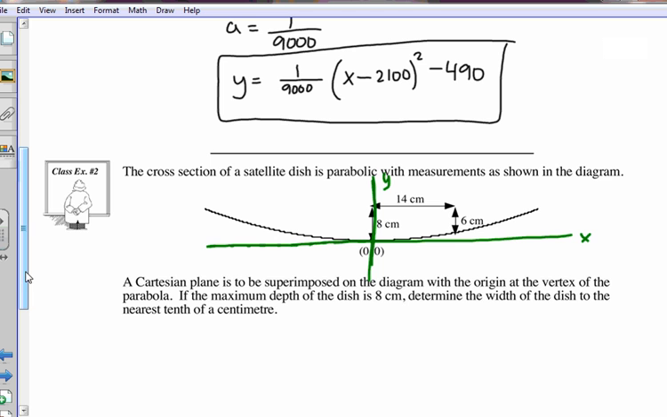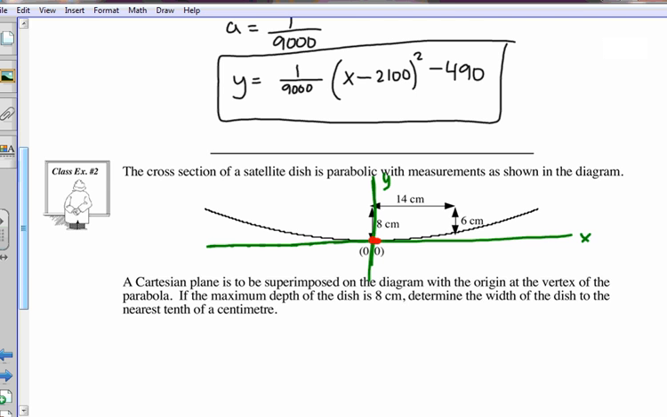Okay, so a Cartesian plane, that's the x and y axis, is to be superimposed on the diagram with the origin at the vertex of the parabola. If the maximum depth of the dish is 8 centimeters, determine the width of the dish to the nearest tenth of a centimeter.